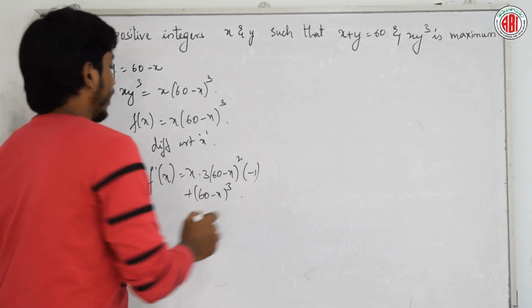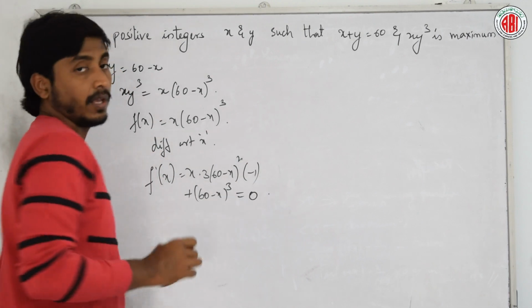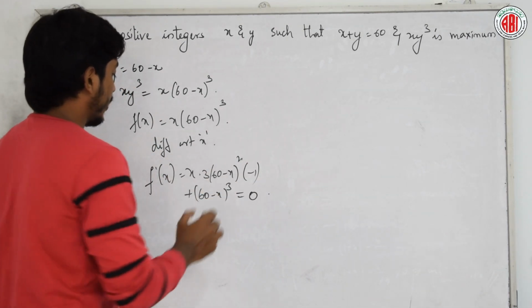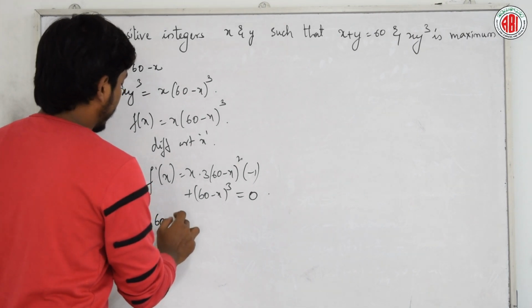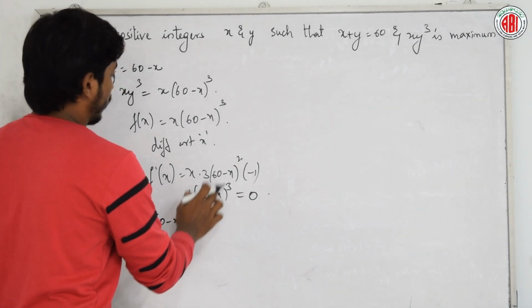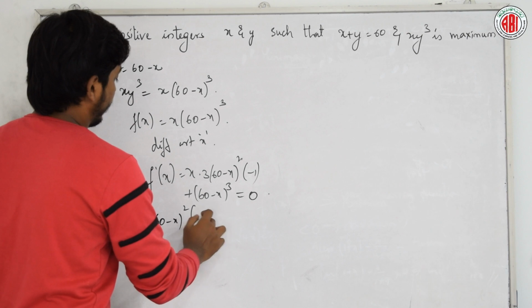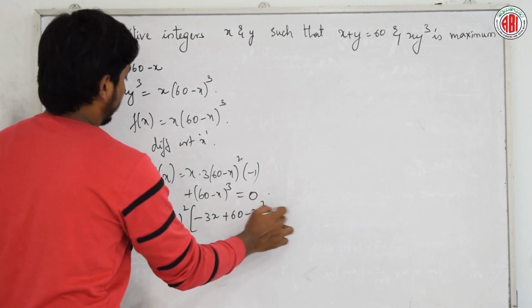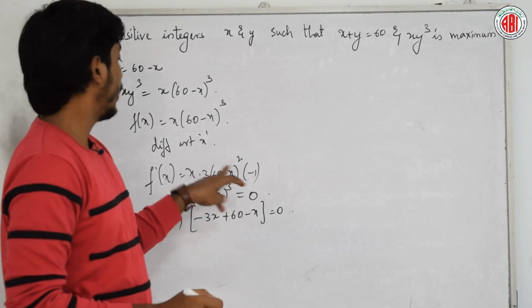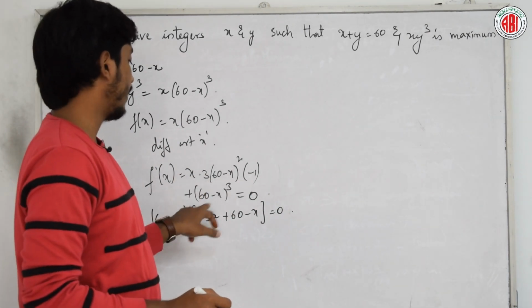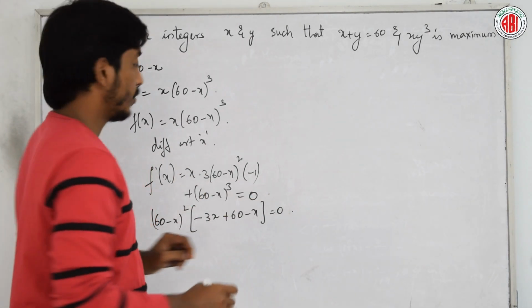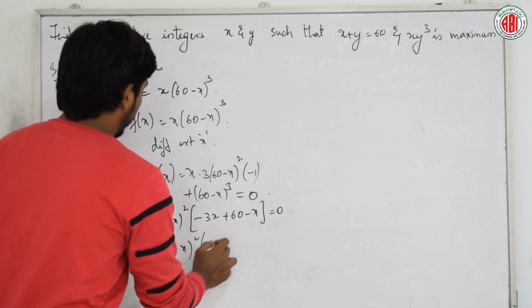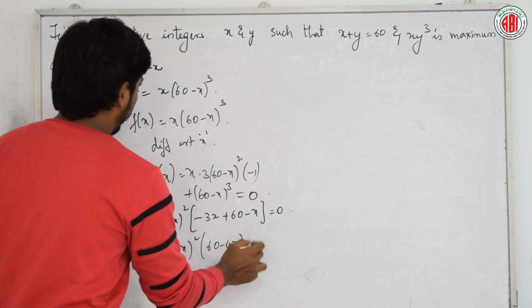Now let us equate it to 0. Can I take (60 minus x) whole square as common? If I take (60 minus x) whole square as common, I will be left with minus 3x here, and here 60 minus x is left. So this will become (60 minus x) whole square into (60 minus 4x).